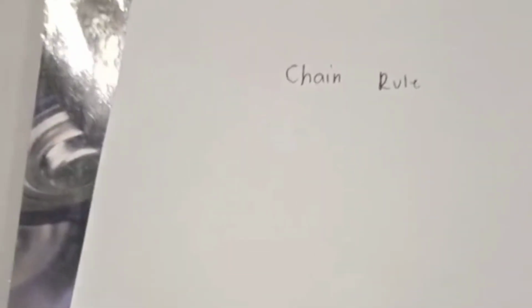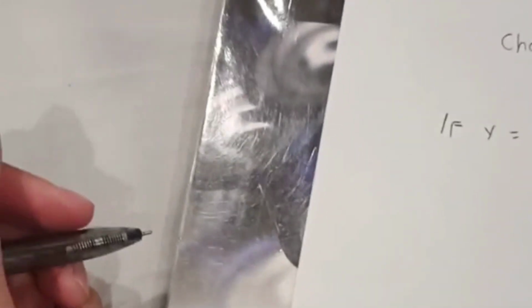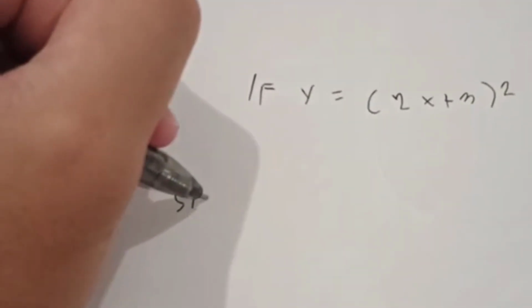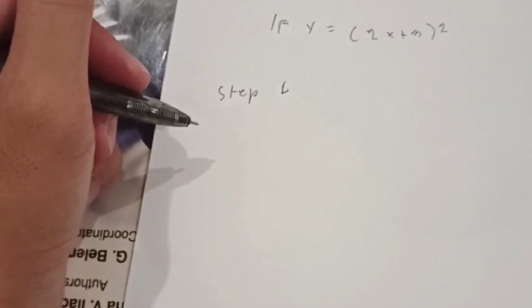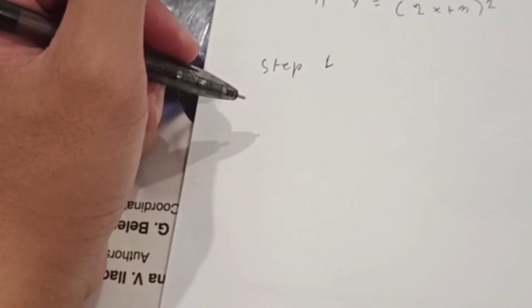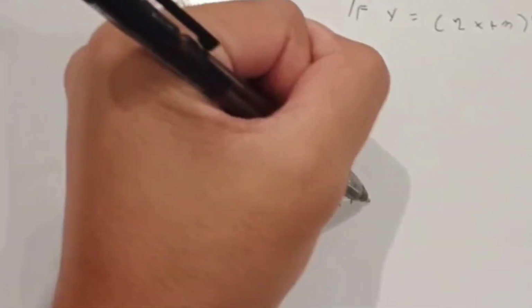Today I'm going to explain to you the chain rule. Here are some examples of chain rule. So we're going to move to step 1. The outside part is something squared. The derivative of something squared is 2 times the something, so it becomes 2 times 2x plus 3.